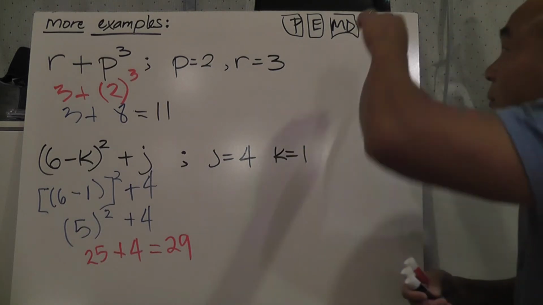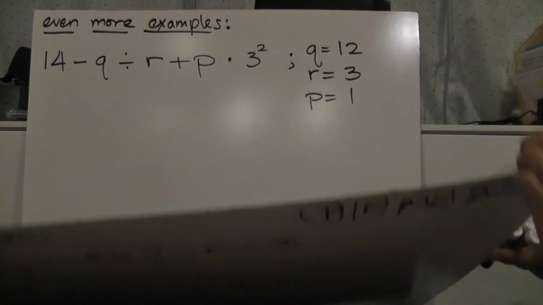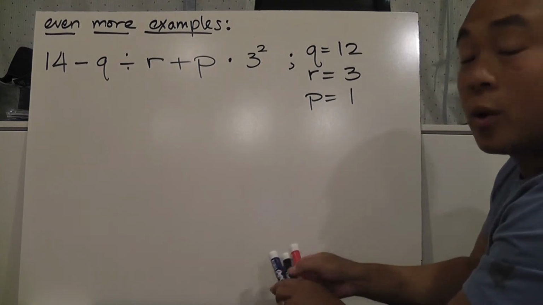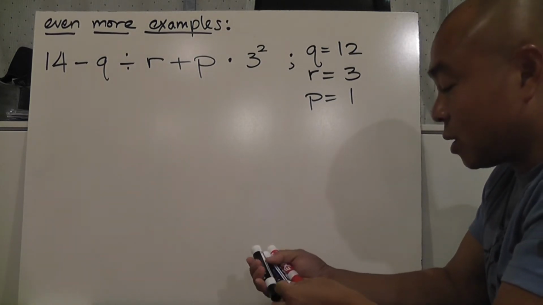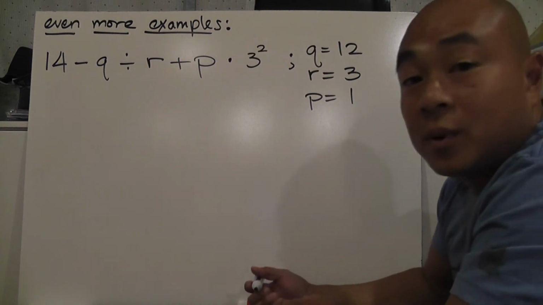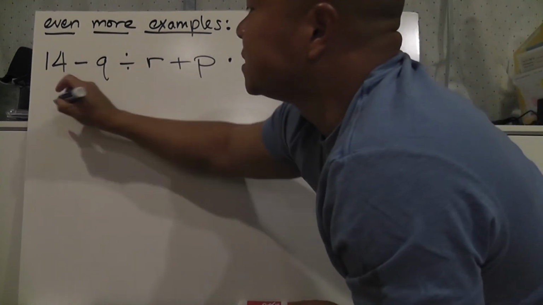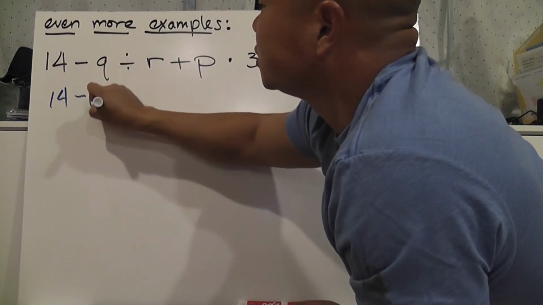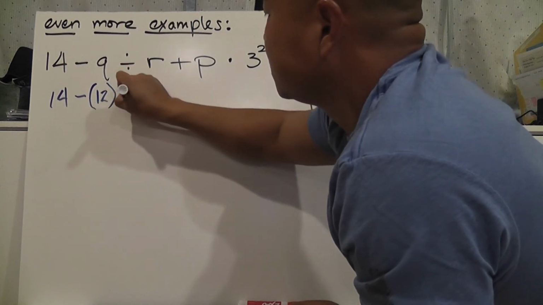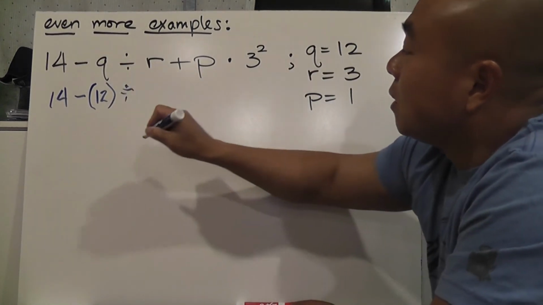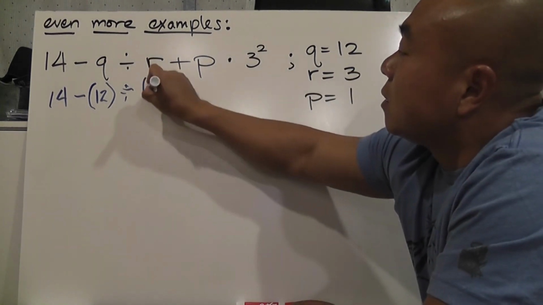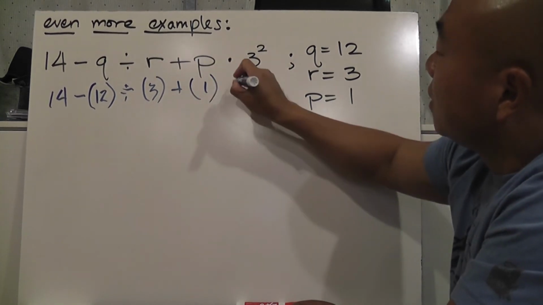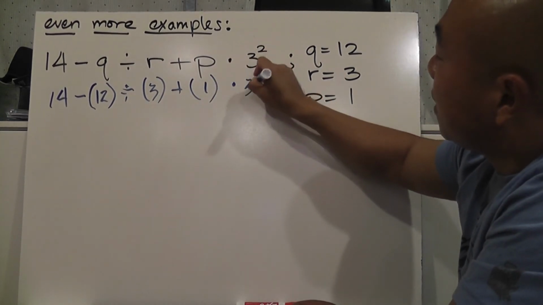Alright, let's do one more problem. Alright, quite long problem, but all we're doing is the same thing. So if you follow the same steps, you'll be alright. So let's first of all plug in and then simplify. 14 stays the same because we know that's just 14. Minus q is equal to 12, so we're going to go ahead and put 12 right here in parentheses. Divided by r plus p times 3 to the second power.